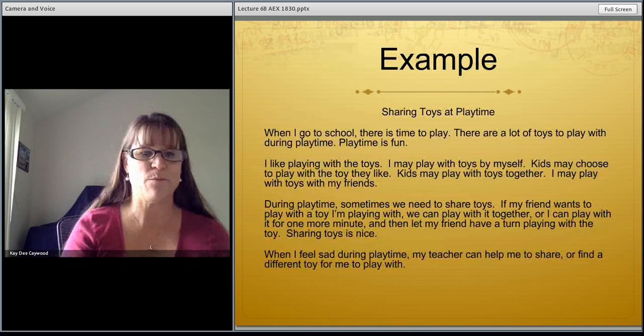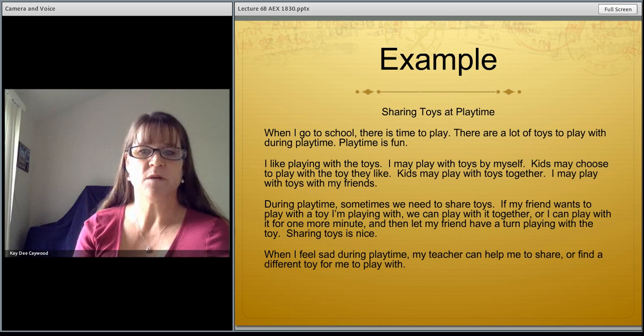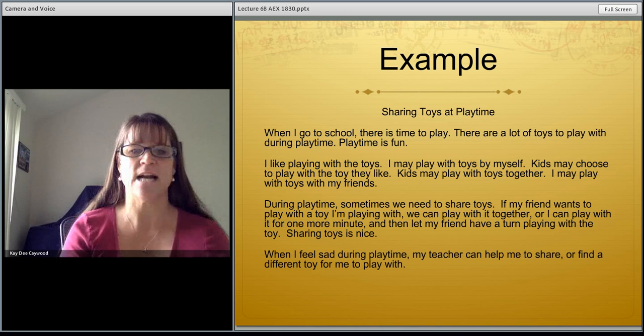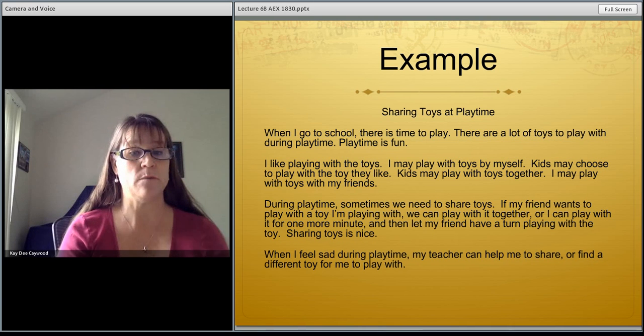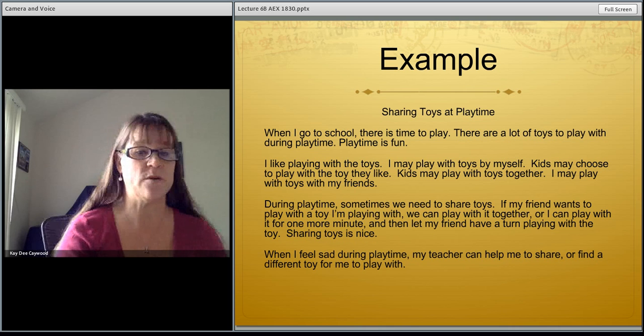So, finally, an example of a social story: sharing toys at playtime. When I go to school, there is time to play. There are lots of toys to play with during playtime. Playtime is fun. I like playing with the toys. I may play with toys by myself. Kids may choose to play with toys they like. Kids may play with toys together. I may play with toys with my friends.